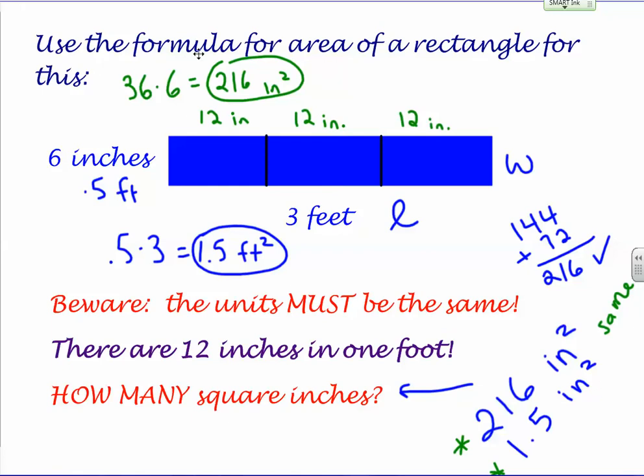Okay, then you use the formula to find the area of a rectangle, and I said beware, the units must be the same. So what I gave you was a 3-foot long rectangle that was 6 inches wide. And you can't multiply inches times feet because there's no such thing as a square inch foot or a square foot inch. You have to have the same unit so that we can talk about square inches or square feet.